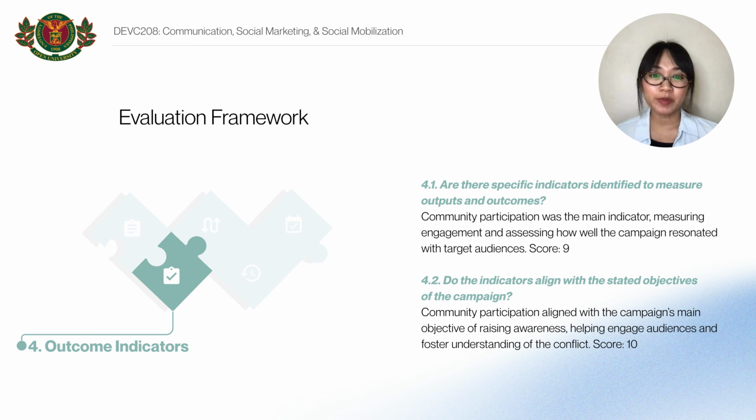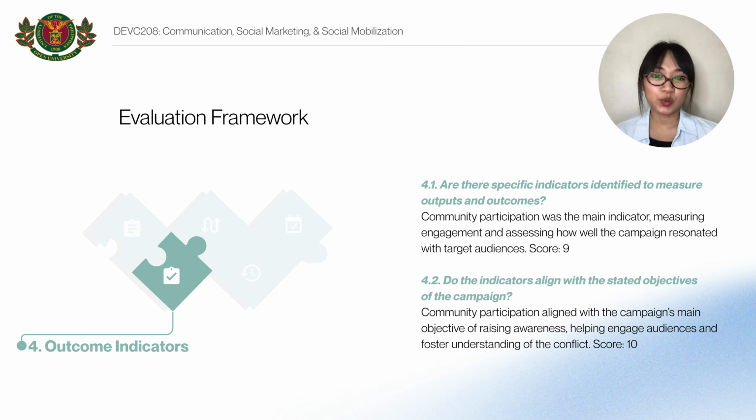So, for outcome indicators, 4.1, are there specific indicators identified to measure outputs and outcomes? Community participation was the main indicator used to measure the campaign's impact. For this type of campaign addressing societal issues such as ethnic conflict, the level of engagement activities helped assess both interest and effectiveness. By tracking participation, the campaign was able to gauge how well it resonated with the target audiences and the broader community. My score is 9.